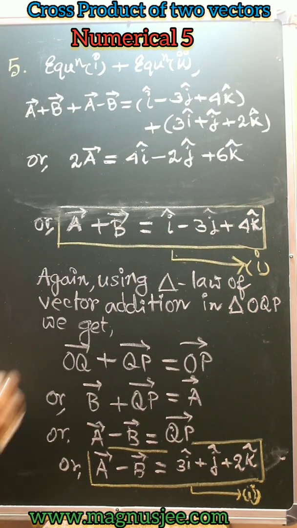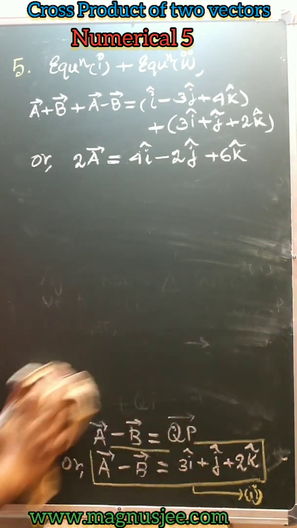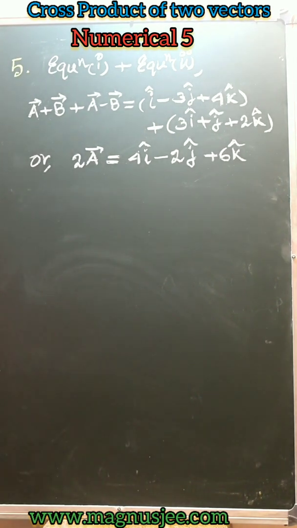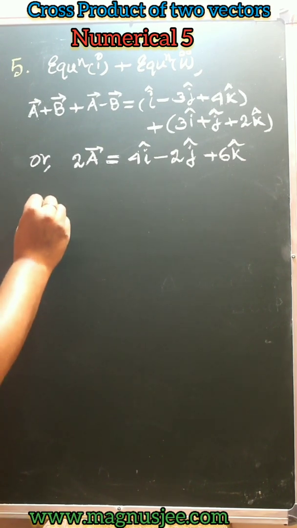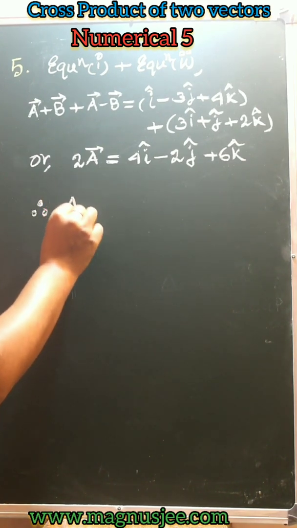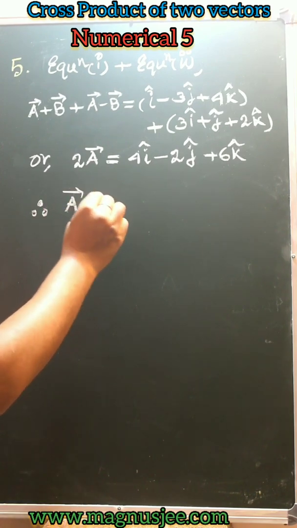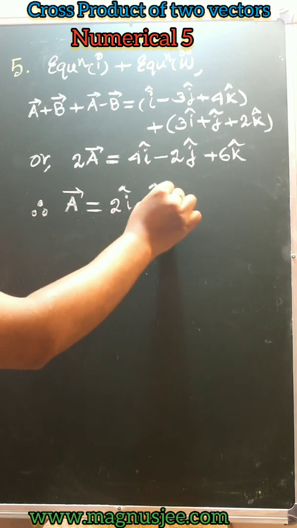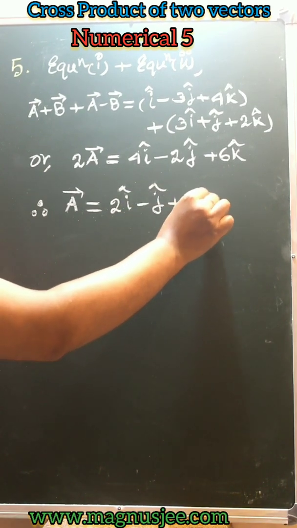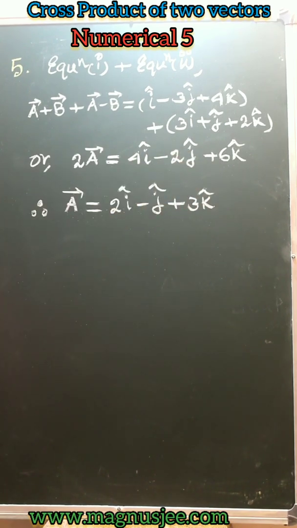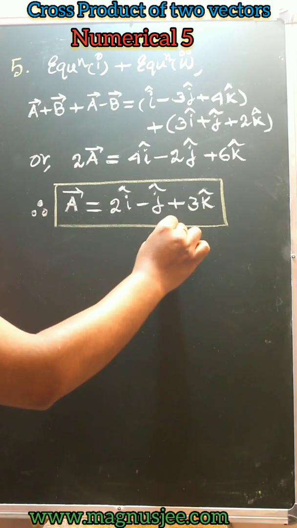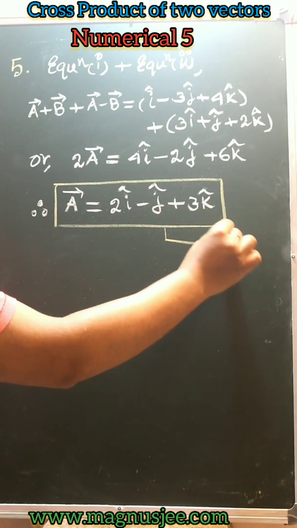Therefore we get vector A as 2i cap minus j cap plus 3k cap. This is vector A. Expression of first vector, vector A equal to 2i cap minus j cap plus 3k cap.